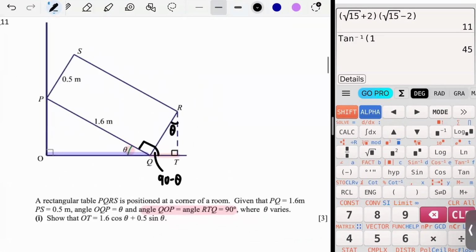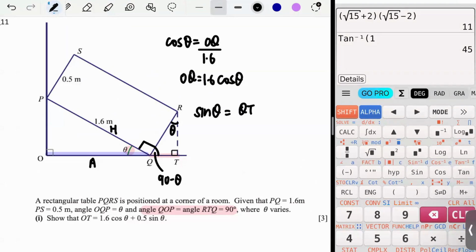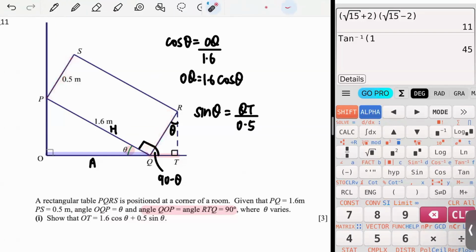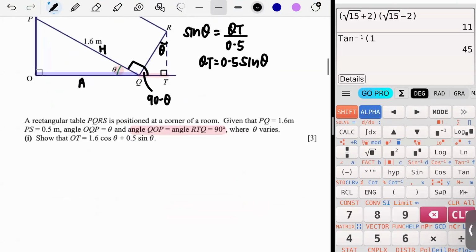Okay, I'm going to write upstairs because it's easier. Okay, I'm going to find OQ first. According to OQ, this is adjacent, this is hypotenuse. So cosine theta will be OQ over 1.6. So my OQ is 1.6 cosine theta. All right. Then for the other side, I need to find QT. QT, this is opposite. So QT over 0.5. 0.5 is from here, okay? Same. So then from here, QT will just be 0.5 sine theta. So easy, yay. So OT is 1.6 cosine theta plus 0.5 sine theta from here.